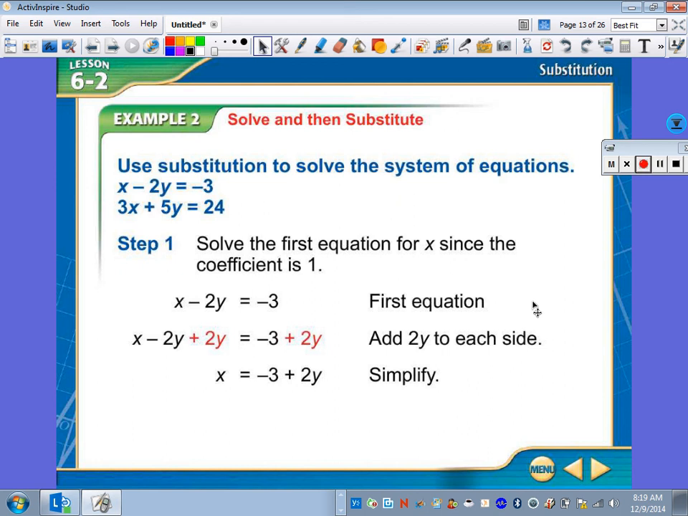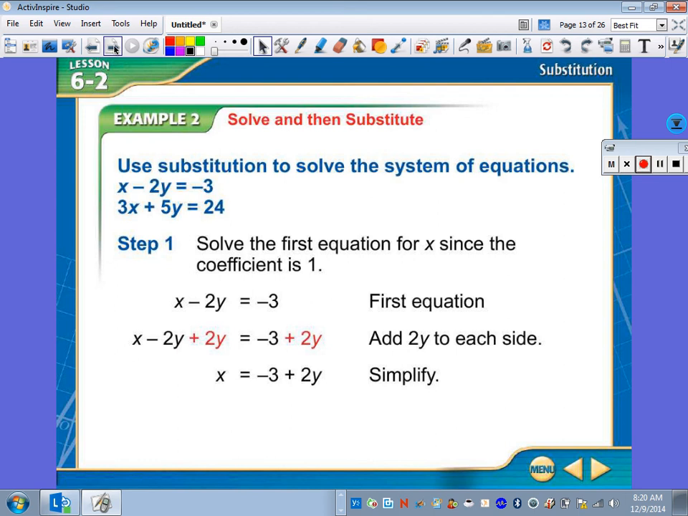Now, here, this is an example of where there's not a variable by itself. So that means you've got to isolate one of them. So this one actually is perfect. And you notice that the only one that has a coefficient of 1 is this x here. So we're going to solve this equation for x, which means we're going to add 2y to both sides. So we get x equals negative 3 plus 2y.